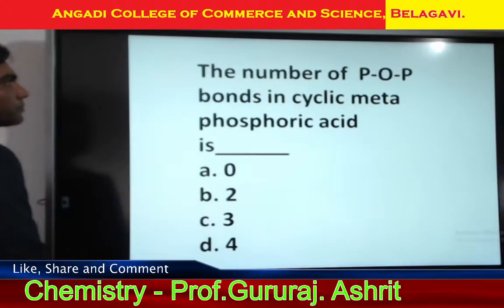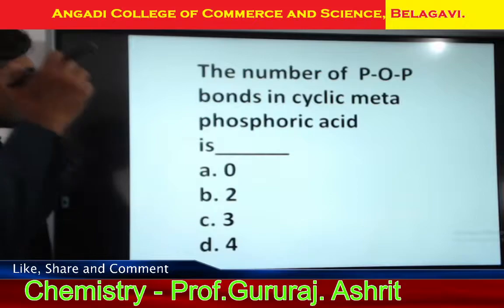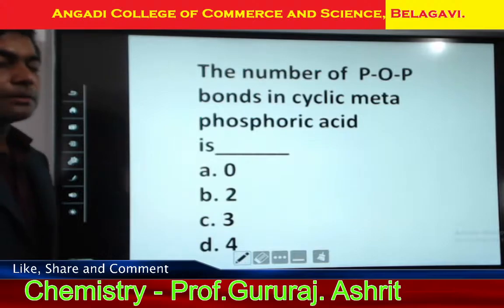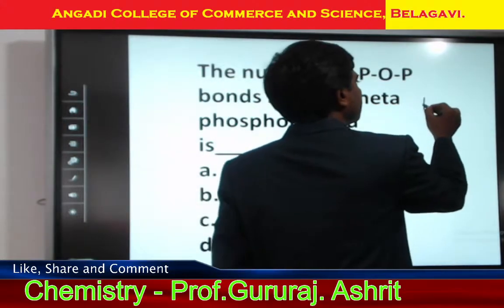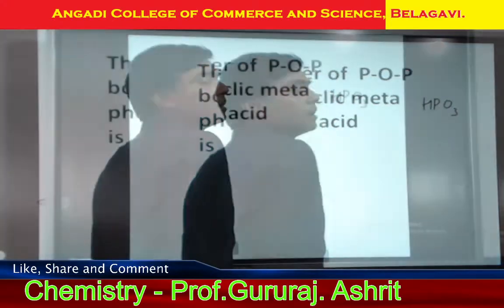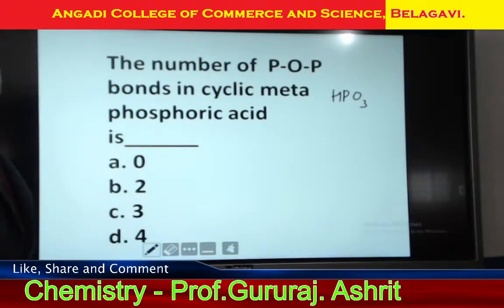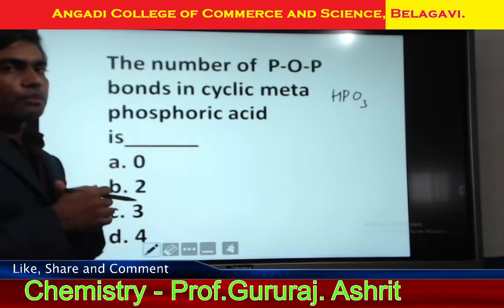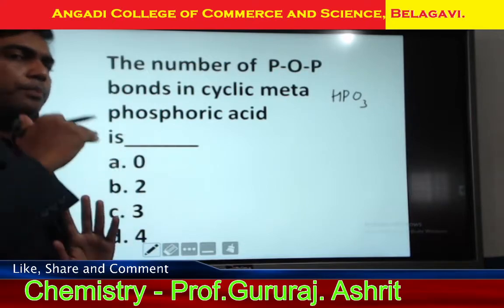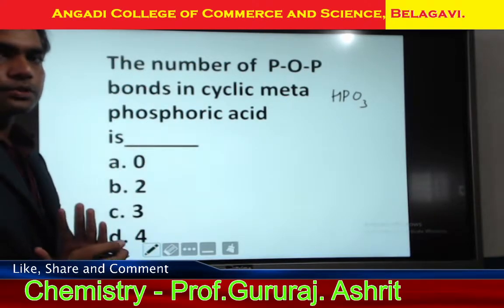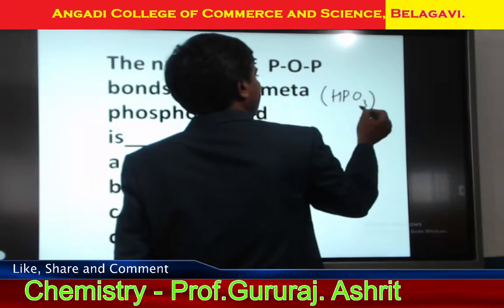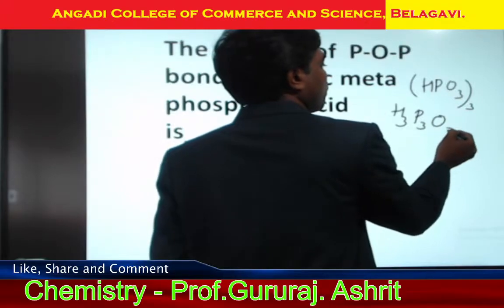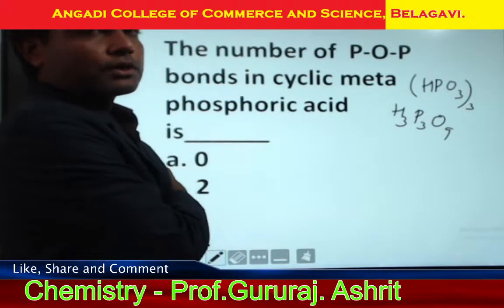Next question. The number of P-O-P bonds in cyclic metaphosphoric acid is, all of you know that the metaphosphoric acid formula is HPO3. Cyclic metaphosphoric acid means how many phosphorus atoms do I have to take? If you take 2, it will not form a cycle. You should start from 3 up to n number. So if I take 3, I will multiply this by 3 times. I get the formula H3P3O9. This is a cyclic metaphosphoric acid.